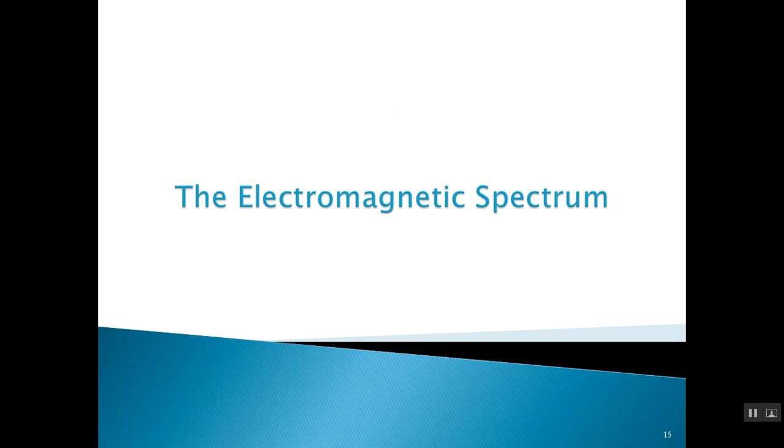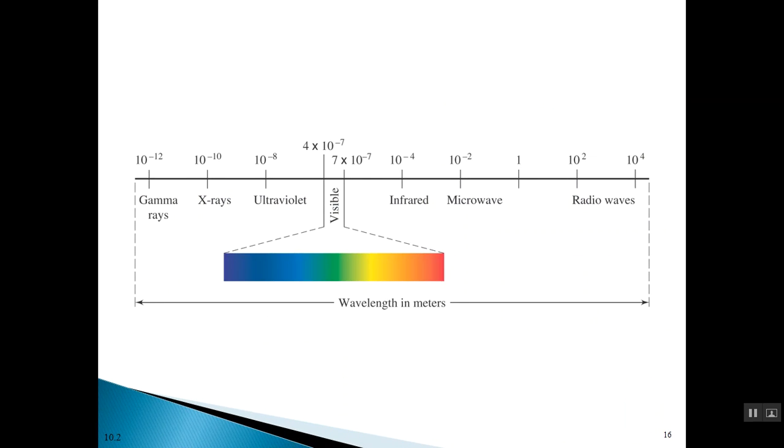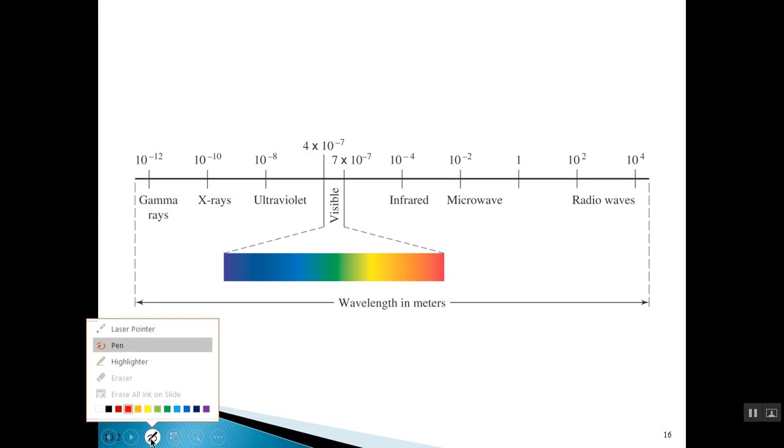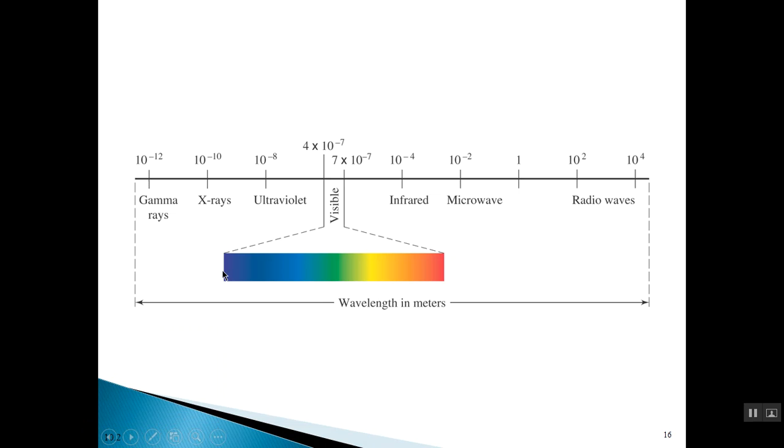So let us look at the full electromagnetic spectrum. This lists all the different forms of radiation, and in this particular diagram, they are ordered in terms of increasing wavelength going from left to right.